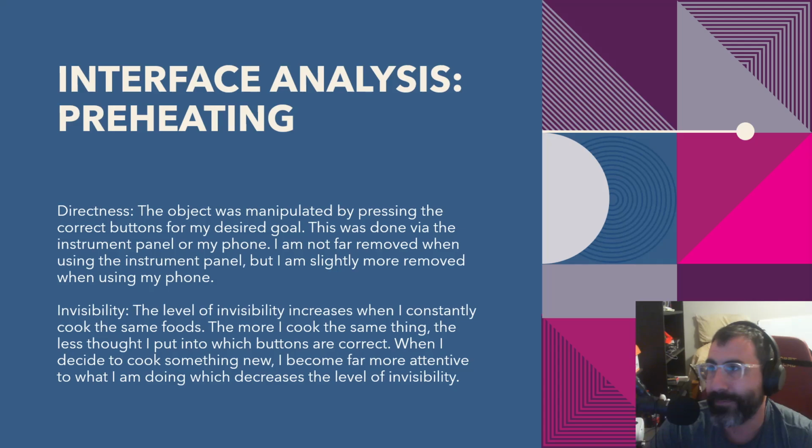If I get thrown something new, then I want to make sure I don't mess it up. I want to pay very close attention to the time and the temperature in which I'm cooking. So the invisibility of what I'm doing becomes a lot less when I have something new thrown at me. But overall, pretty invisible. And that's for preheating.